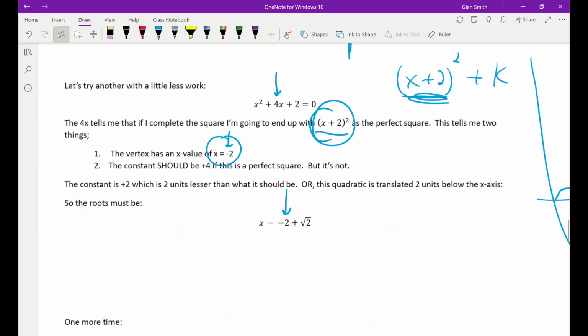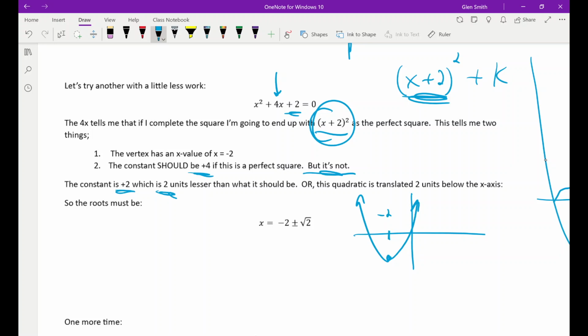So we have the negative 2. I knew that had to be here. If I squared x plus 2 squared, I should get a plus 4. It should be plus 4, but it's not. It's a plus 2. That's what I'm saying: the constant's a plus 2, and it's 2 units too small, which means I'd have to pull the vertex down. Let's just graph it. I know it's at negative 2, but it's 2 units too small, so it's 2 below where the perfect square would be.